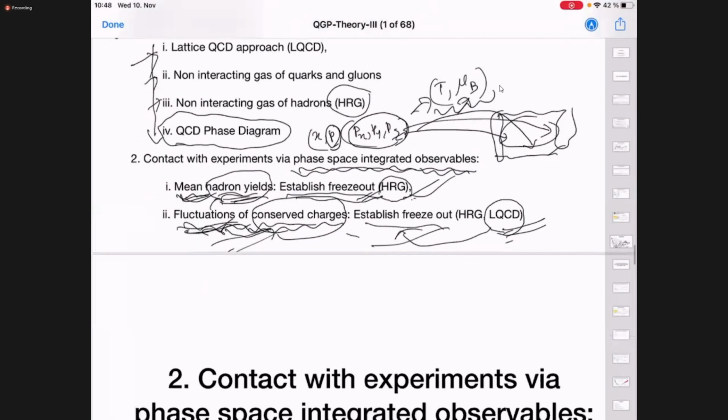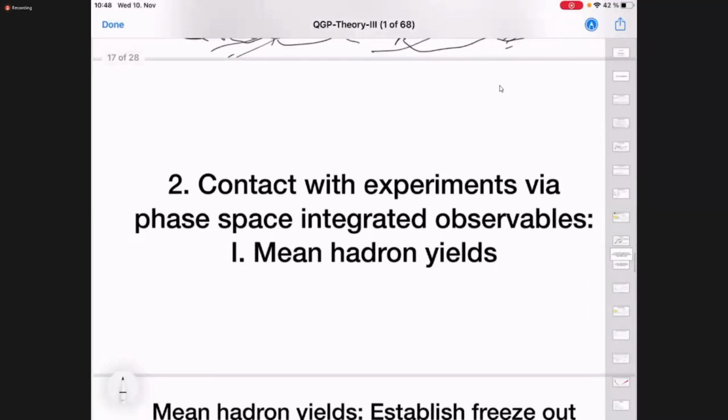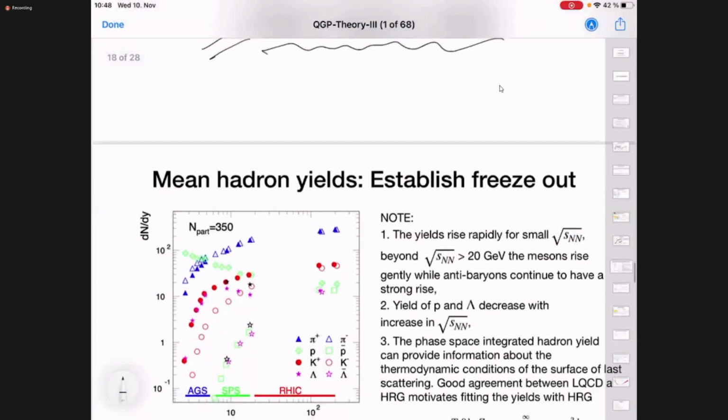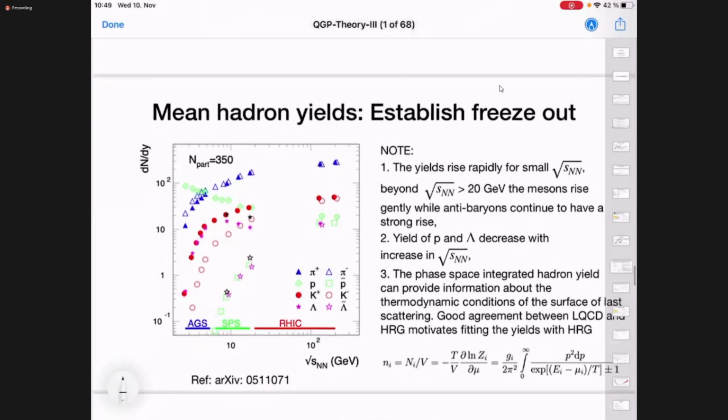Okay, let's get going. So, contact with experiments via phase-space integrated observables, and first we will discuss the mean hadron yields. Okay. So this is a plot that I took from this nice article.